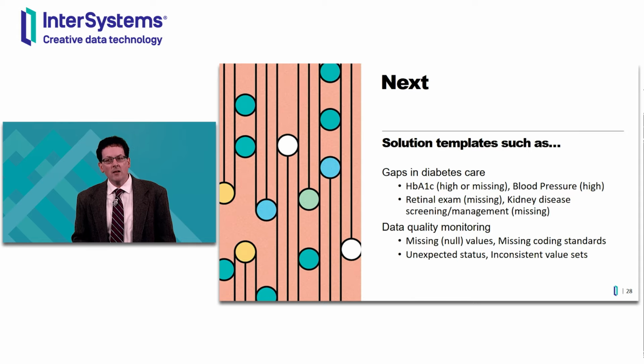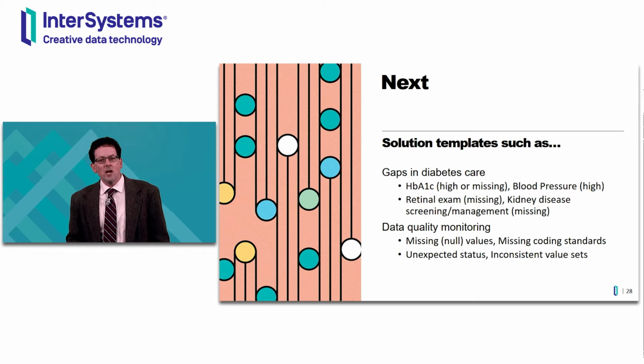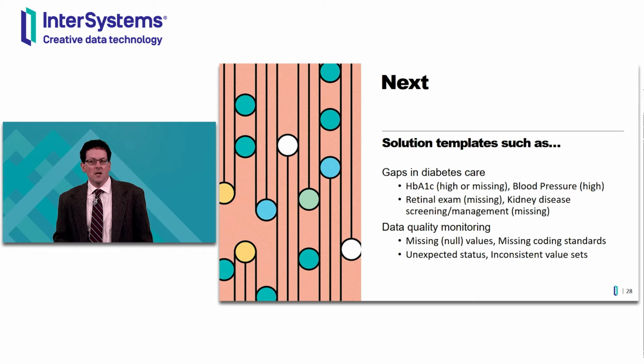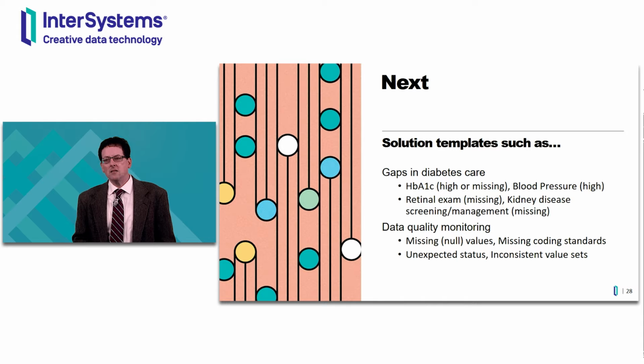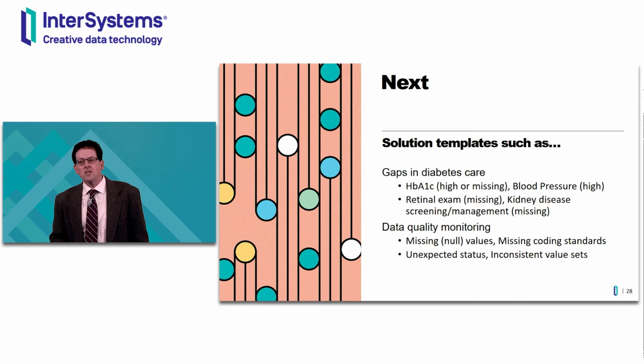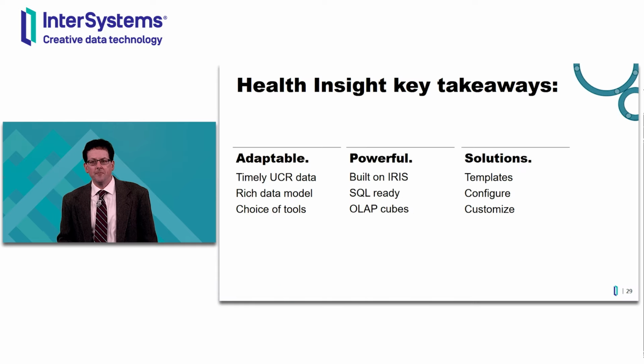So you have to check the data quality, check for missing or null values, check for missing coding standards, check for unexpected statuses, and also look for inconsistent value sets. Ideally, you check those up front. This is related to a broader effort to focus on HealthShare data quality. See Chi Lee's talk on data quality if you're interested in that.